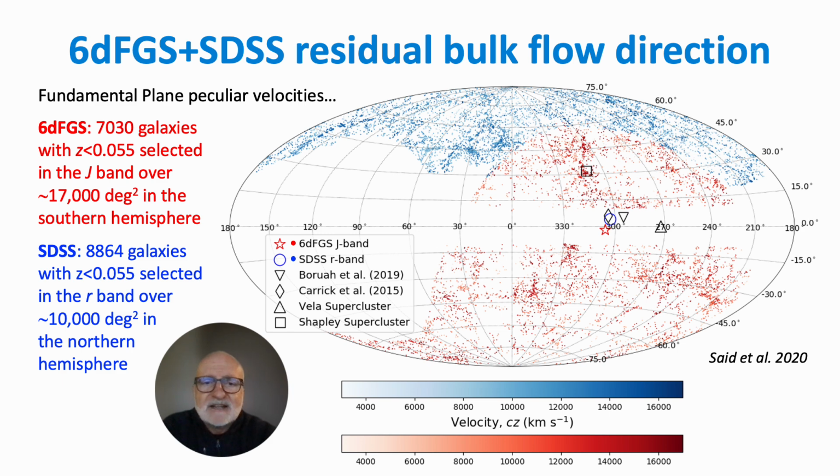Over the volume out to a redshift of about 15,000 kilometers per second, the residual, that is to say unaccounted for, bulk motion of galaxies points in a direction very close to that predicted from the redshift space distribution of galaxies in that same volume. However, the amplitude is larger than predicted, presumably due to structures at higher redshifts such as the Shapley and Vela superclusters, which lie at or beyond the limit of the survey volume.